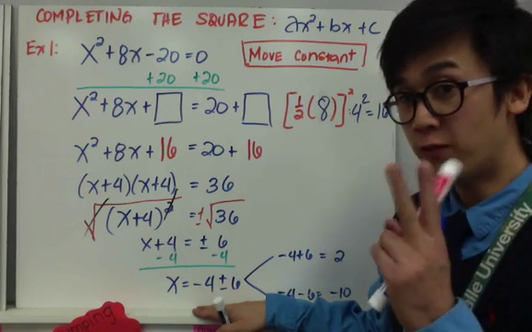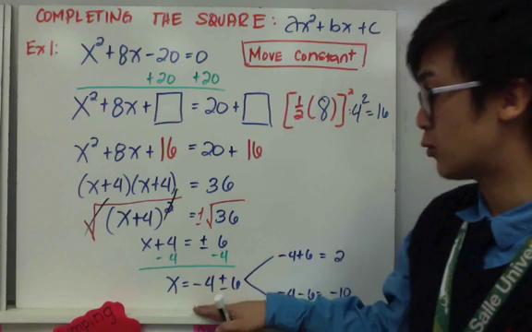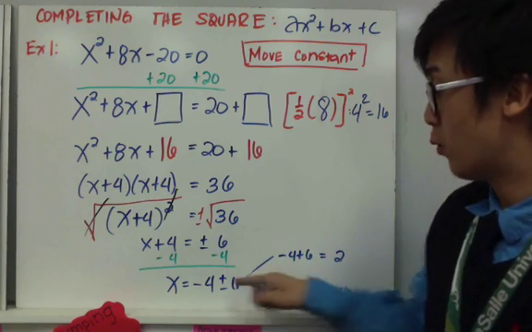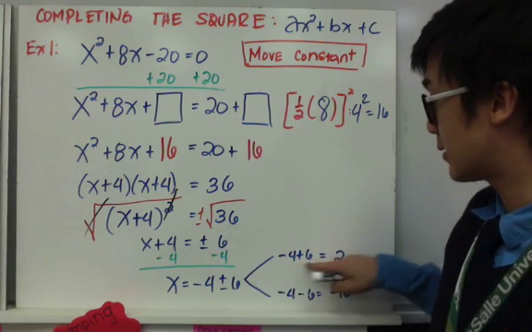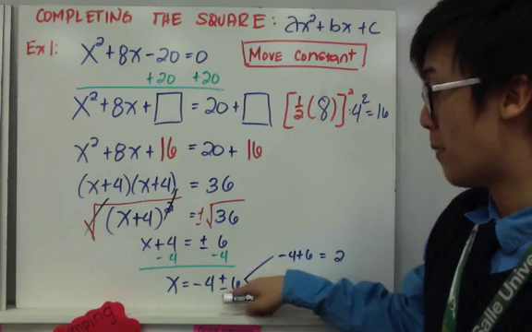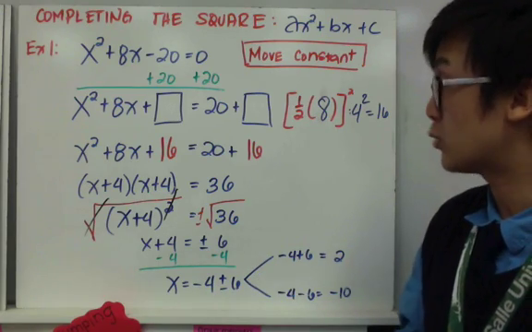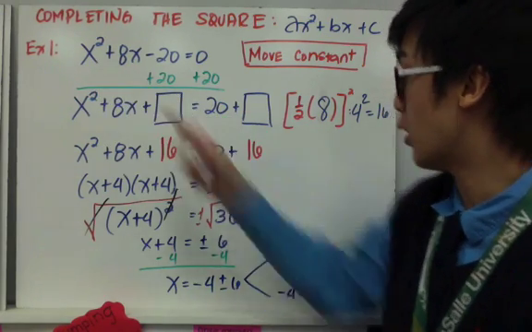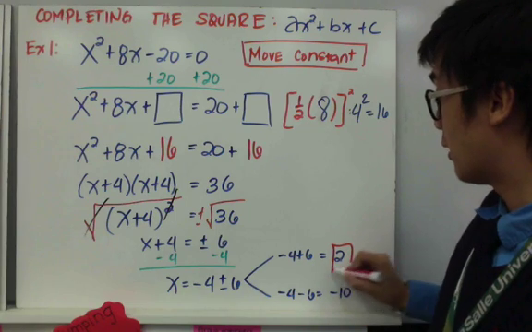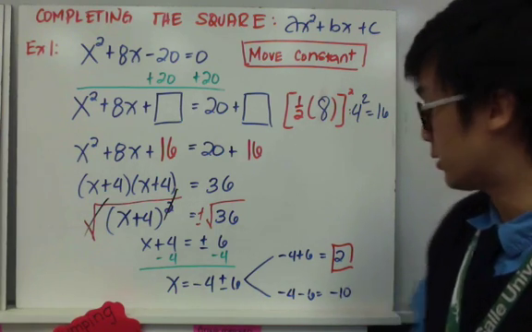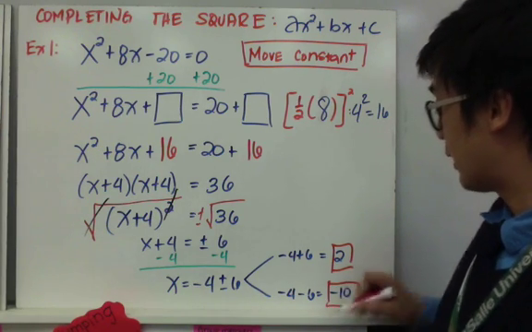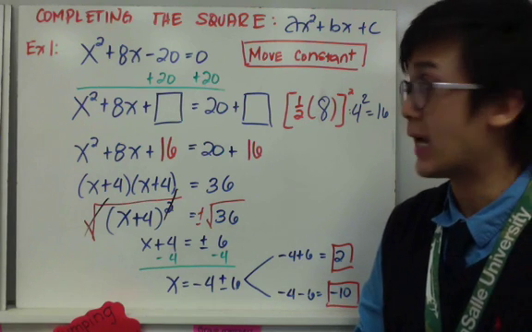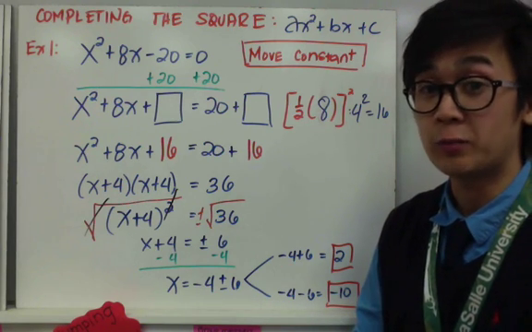We need two values of x, so that's why we are splitting this into two. One is negative 4 plus 6, and the other one is negative 4 minus 6. That's why a quadratic equation always gives us two answers. The first answer is x equals 2, and the other one is x equals negative 10. And that's how we use the completing the square method.